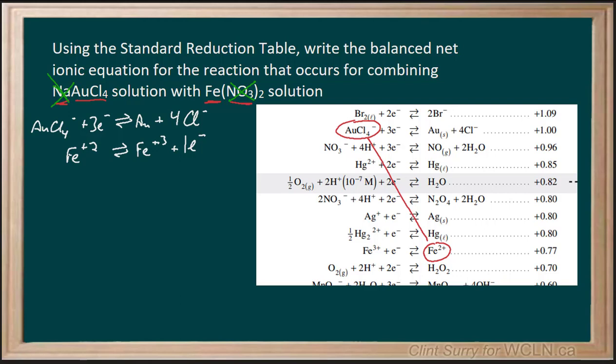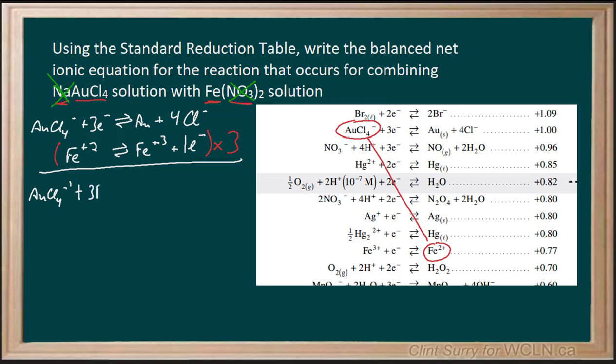In the first half reaction, you see 3 electrons involved. In the second, only 1. So I have to multiply the second one by 3 to make this work. This results in AuCl4 minus 1. We're not going to write in the electrons because we'll end up having balanced them, 3 on each side. They'll just cancel out.